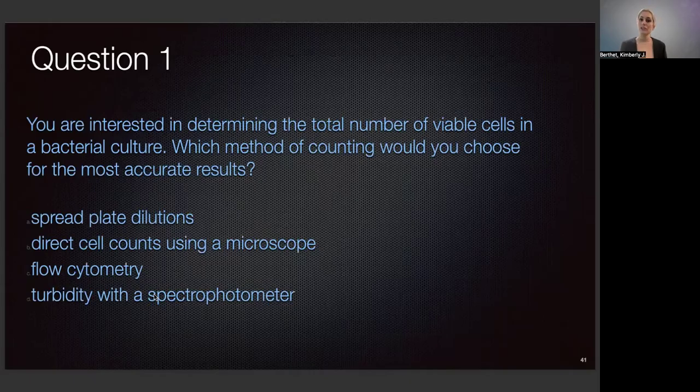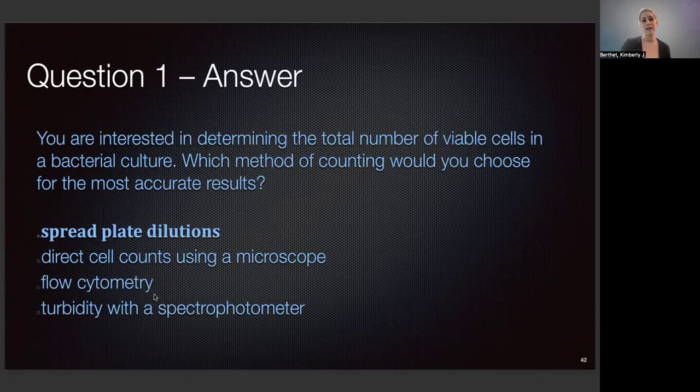Okay, we've now reached the section of this where we start answering questions. Question one says, you are interested in determining the total number of viable cells in a bacterial culture. Which method of counting would you choose for the most accurate results? Again, this is the time where you pause the video and think about it. And then I go on to the answer.